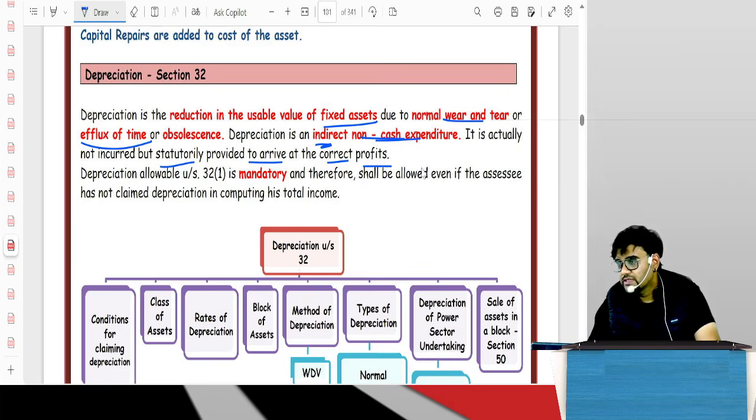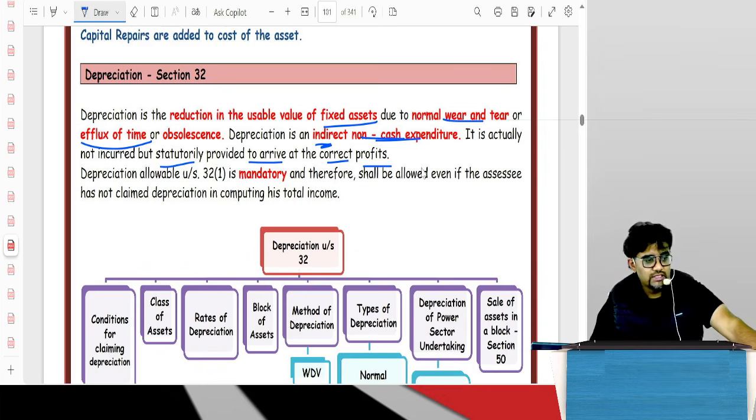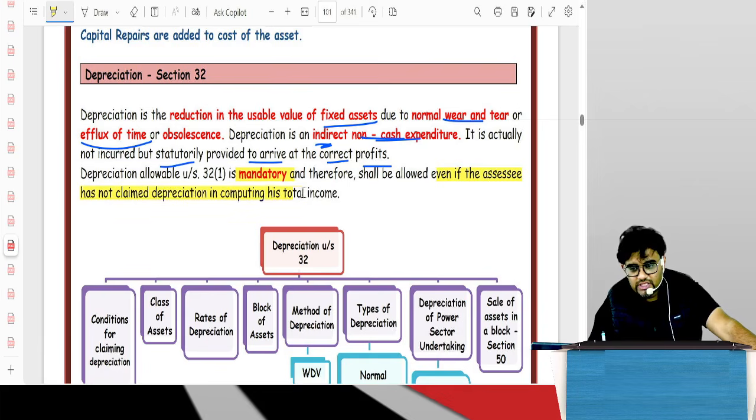Is it required as per income tax? Yes. Is it required as per company law? Yes. Depreciation is mandatory. Depreciation under 32 is mandatory and therefore shall be allowed even if the assessee has not claimed depreciation in computing his total income. Computing his total income, yes, you need it.